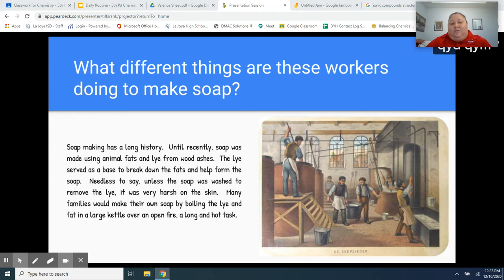So, they're telling you that these workers are creating soap in the factory, right? It looks like they're in a factory. You can see these giant kettles. You can see them bringing in and out the different ingredients that are needed to create soap. And they told you that two of the main ingredients are animal fat and lye from wood ash.